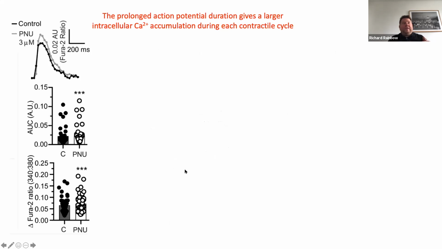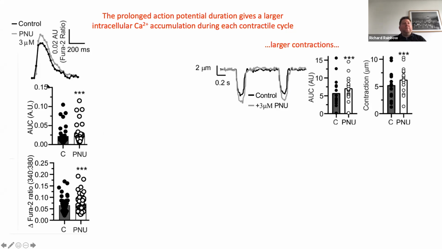So then we looked again to further confirm this was having a physiological functional effect on our cells. We showed that if we looked at intracellular calcium, the calcium accumulation during each contractile cycle was larger in the presence of this blocking drug. So blocking this channel was causing an increase in calcium. That was giving us larger contractions, as you might expect. If you've got more calcium in the cell, you'd expect them to give bigger contractions.